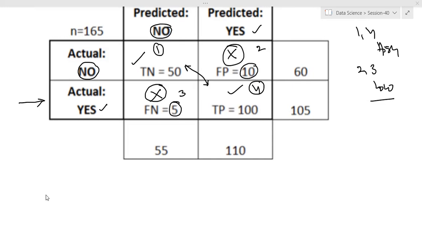And yeah, support, confidence, lift, yeah, true positive, true negative, correct, accuracy.